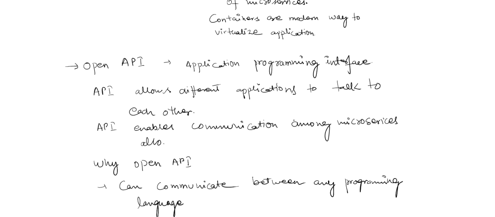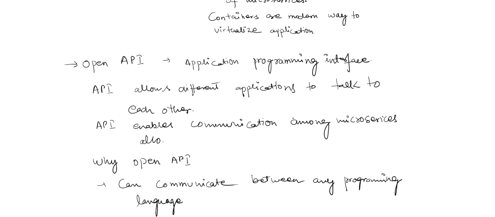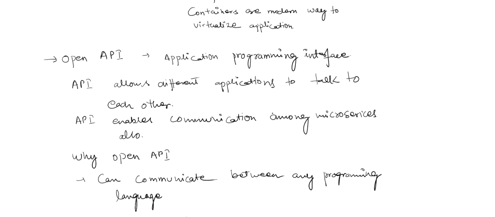Now, the next thing that is important for our cloud native is Open API. Now, what is the API? API is application programming interface. Interface means the interface which helps applications to communicate with each other.